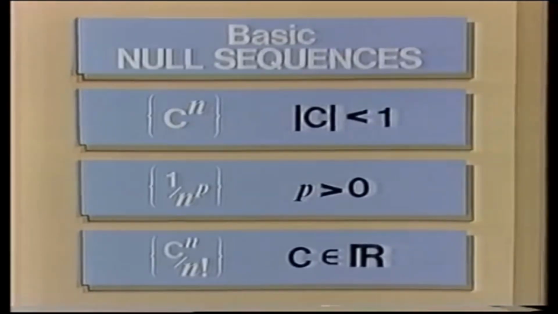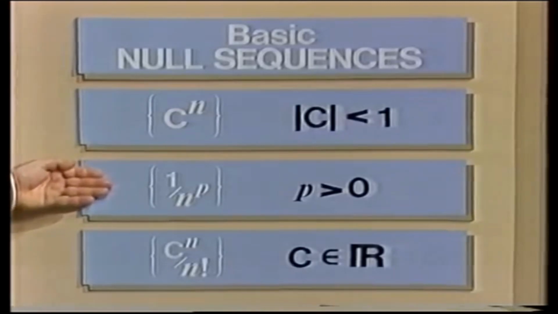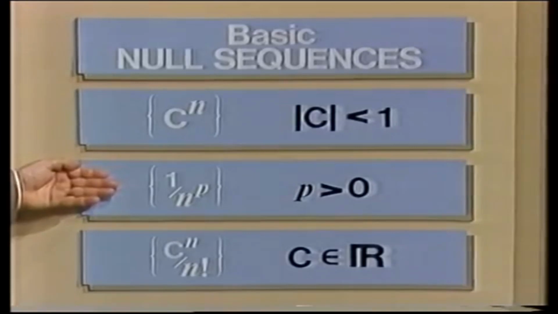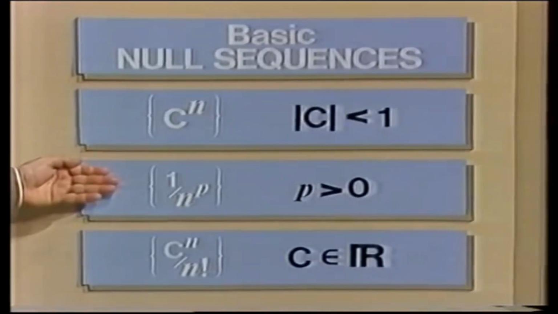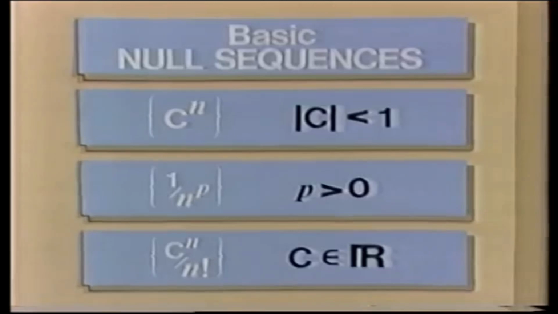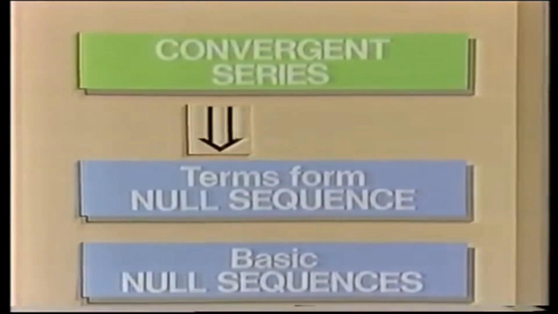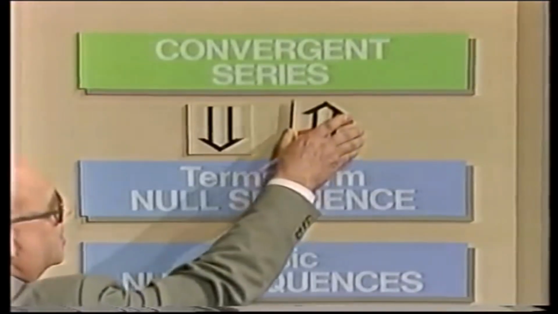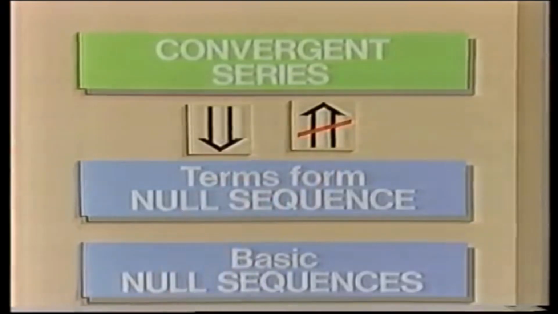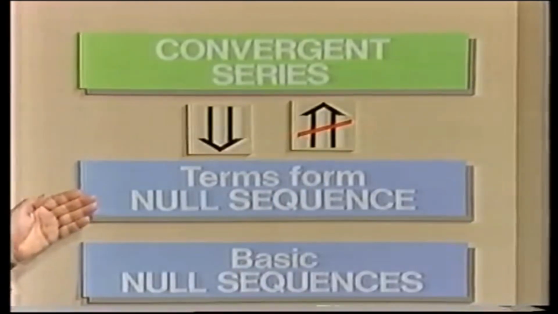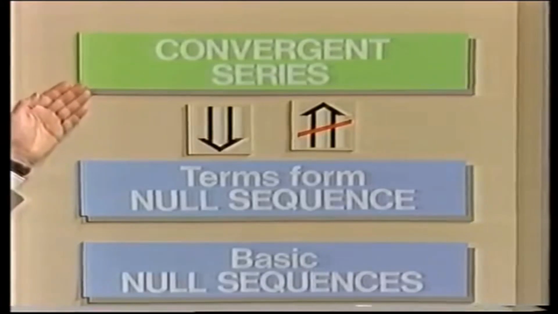And you've seen that the series sigma 1 over n squared converges. Its terms are of the form 1 over n to the p with p equal to 2. They form a null sequence as well. Those examples illustrated the fact that if a series converges, then its terms form a null sequence. But the converse doesn't hold. It's not true that if the terms of a series form a null sequence, then the series necessarily converges.